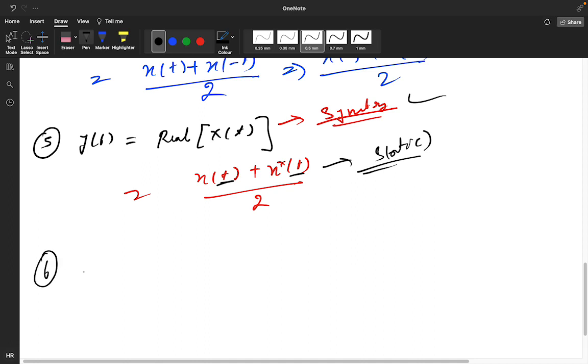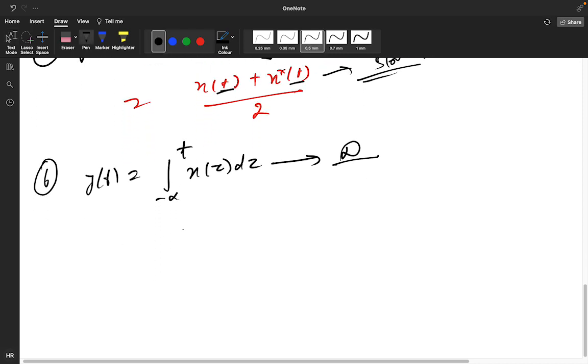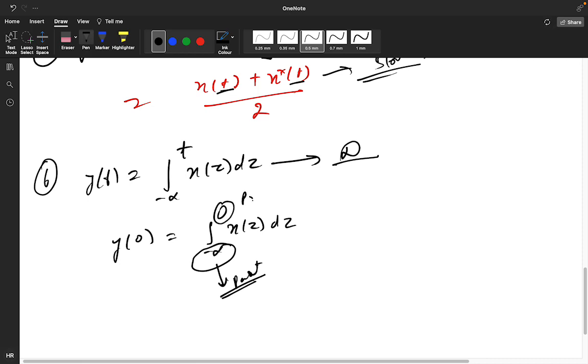Question number 6. Always remember, y of t equals the integration from minus infinity to t of x of tau d tau is dynamic. Integration and differentiation will always be dynamic. Okay. So if you put t equal to 0, you will get the integration from minus infinity to 0 of x of tau d tau. This minus infinity represents your past value, and this 0 is your present value. So it is dynamic.